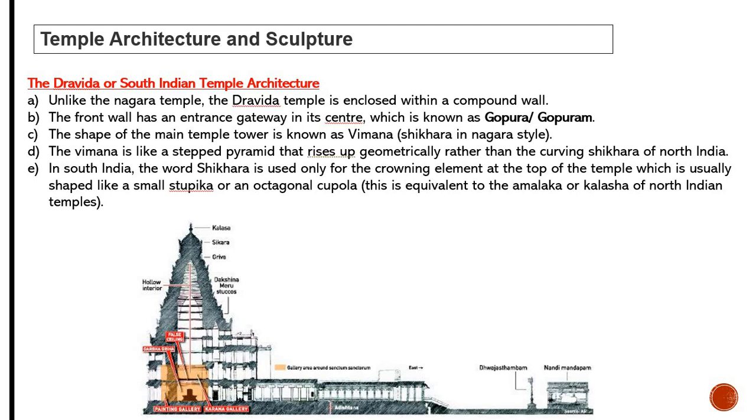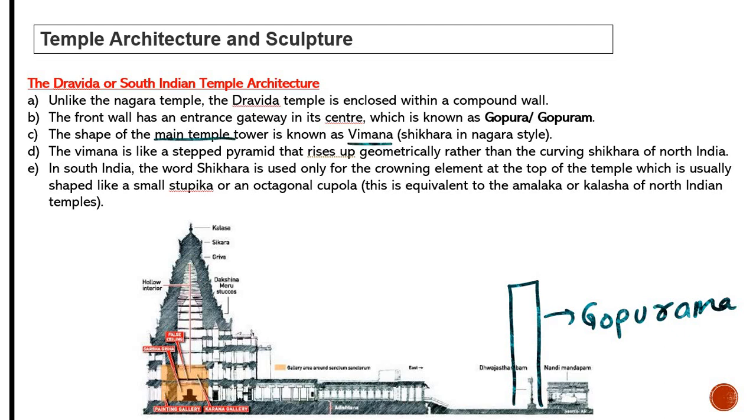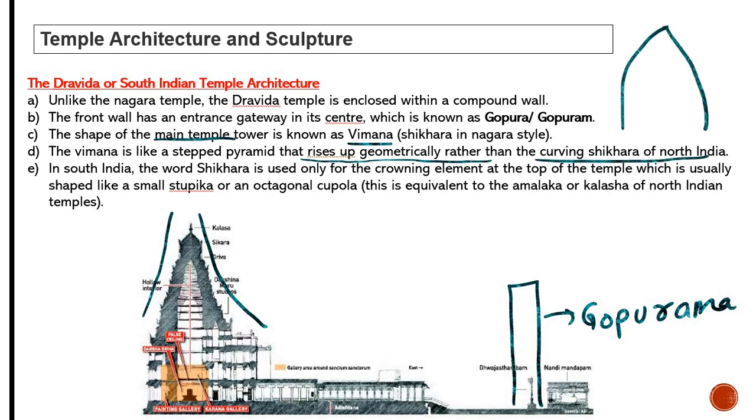Then comes the Dravid style of temple architecture, which is found in South India. Here it has a huge entrance which is known as Gopurama, which is not present in Nagar style temple architecture. It is only present in Dravid style. The shape of the main temple is known as Vimana. The Vimana is like a stepped pyramid that rises up geometrically rather than curving like the Shikhar of North India. In North India, the top of the temple is like this, but in South India, the top is like this, like a pyramid.